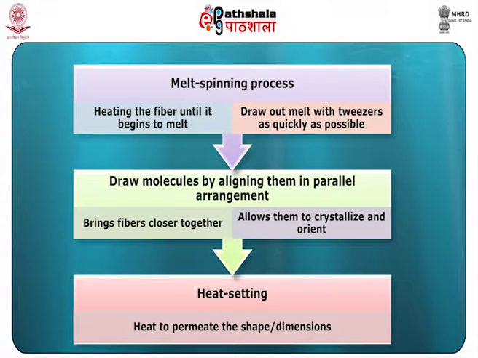It involves heating the fiber until it becomes a melt. Then you must draw out the melt as quickly as possible. The next step would be to draw molecules by aligning them in a parallel arrangement. This brings the fibers closer together and allows them to crystallize and orient. Lastly, the heat setting. This utilizes heat to set the shape and dimension of the fabrics made from heat sensitive fibers.